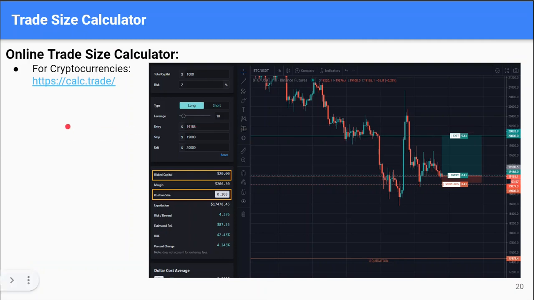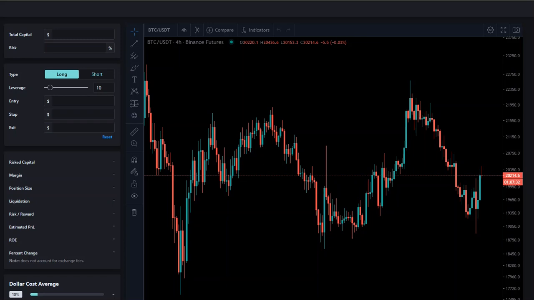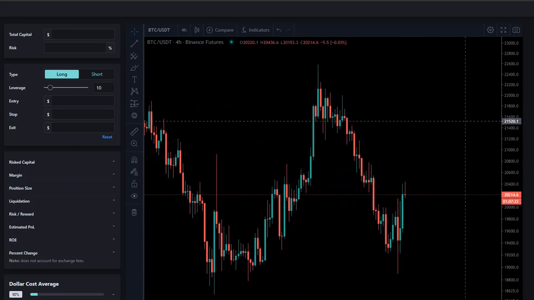So here I want to introduce you to a very handy website where you can easily calculate your trade size if you're trading cryptocurrencies. If you click on this link, you will be directed to the website. Here is the website. You can search whatever cryptocurrencies you want to trade. In this case, we just want to check Bitcoin.